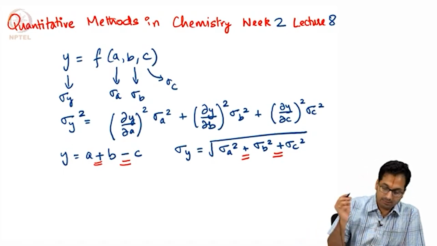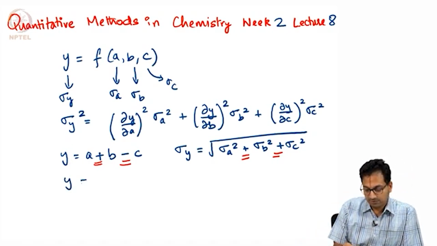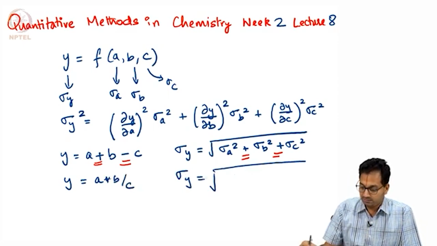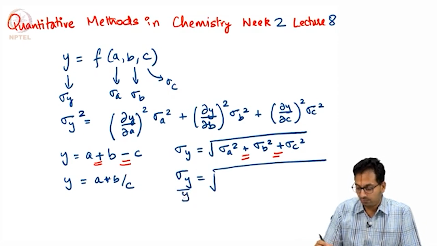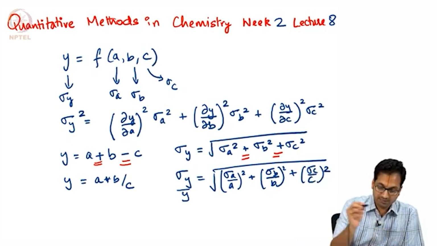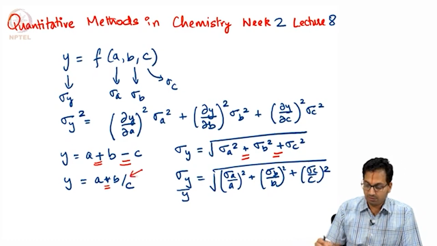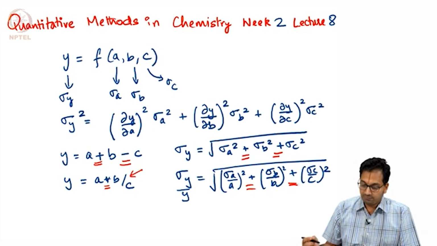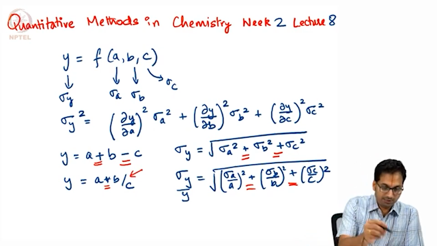And the other example that we saw was something like a times b divided by c. In this case, sigma y by y is given by the square root of sigma a by a the whole square plus sigma b by b the whole square plus sigma c by c the whole square. Once again, let me emphasize that irrespective of whether it is a multiplication or a division, there is a plus sign that goes here.